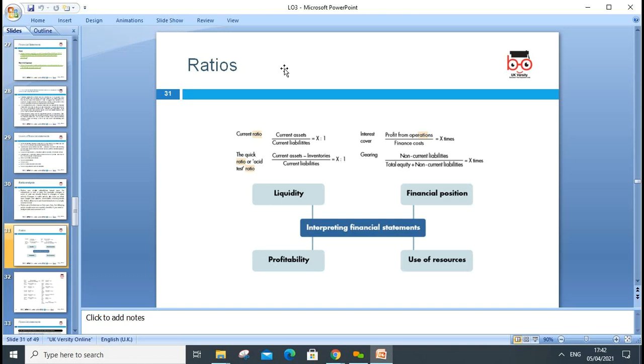So we can calculate these ratios, the interest cover ratio, and the gearing ratio. Gearing: if you drive a car, high gear, high risk. So if the ratio is high compared to the previous year, it will be higher risk. Use of resources is known as efficiency ratios as well, how efficient our business is, and we can calculate all these ratios, some of which we have calculated here. Any questions?